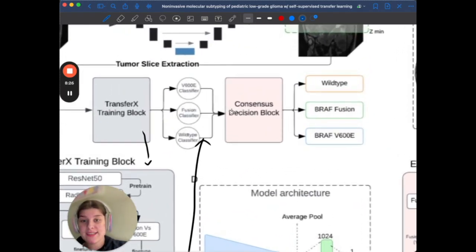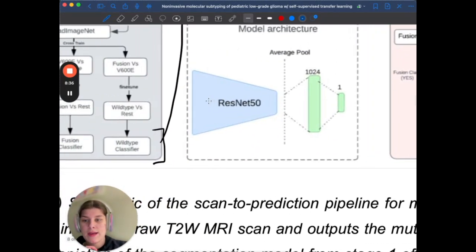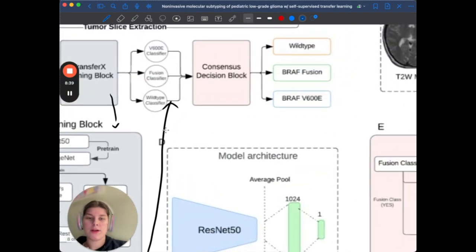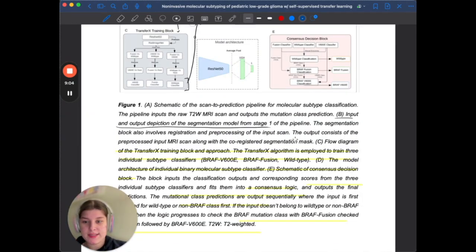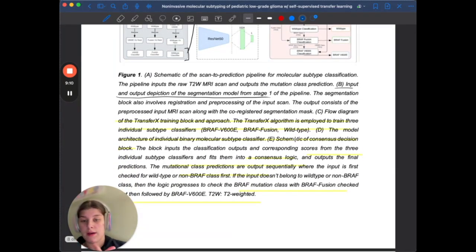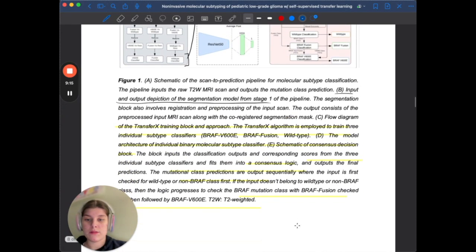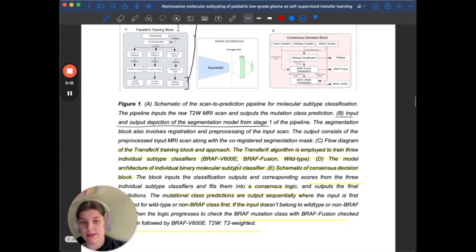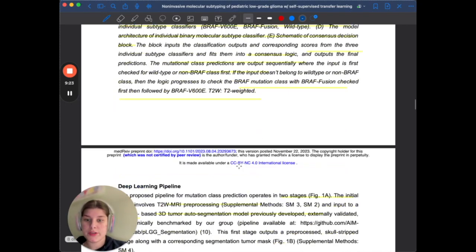And then after that, slice extraction is coming into here. We have our 3 different types, which then leads into our consensus decision-making block. And then here is just showing the model architecture of the different classifiers. So the mutation class outputs are where the input is first checked for the wild type or the non-BRAF. And if it doesn't belong to any of those, it will check the logic to see if it has any BRAF mutation class, with or without other mutations.